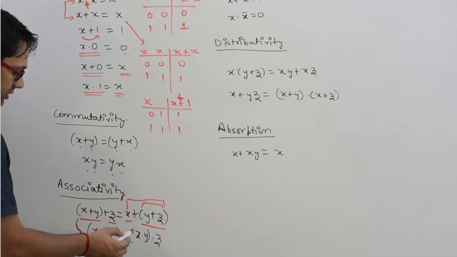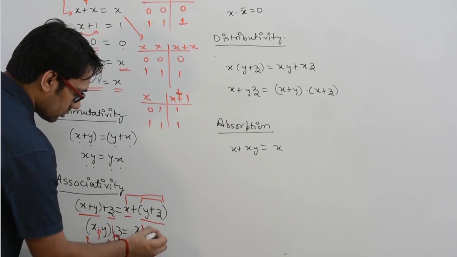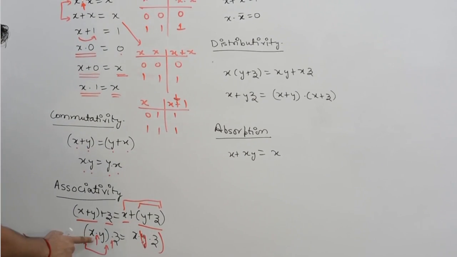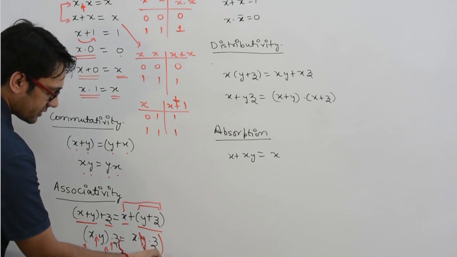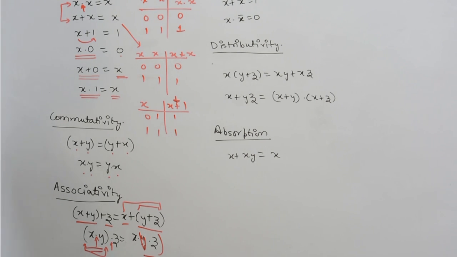In the same way here, x dot y dot z should be equal to x dot (y dot z), where the bracketed part has higher priority. So this is called the associativity property.